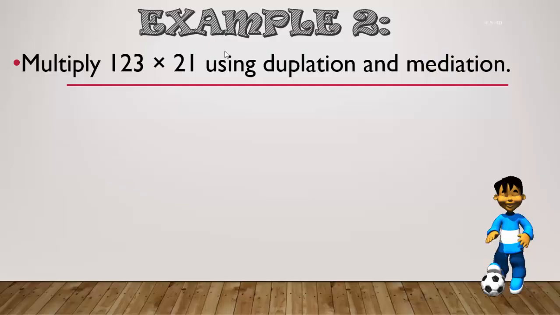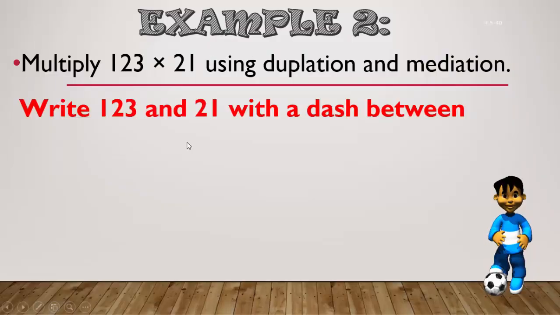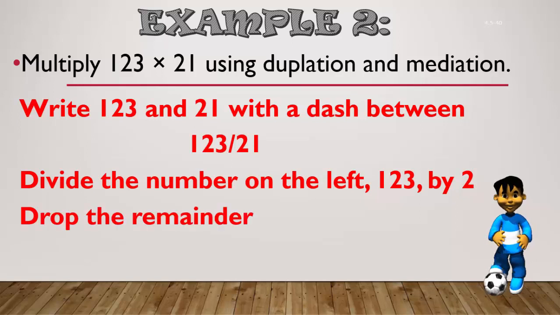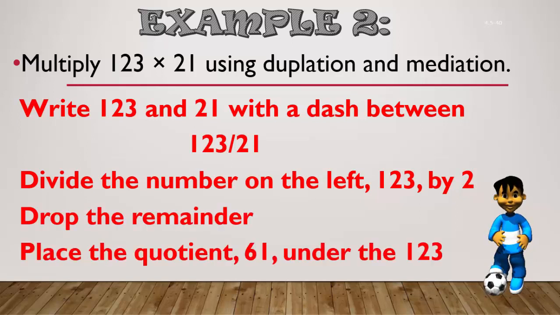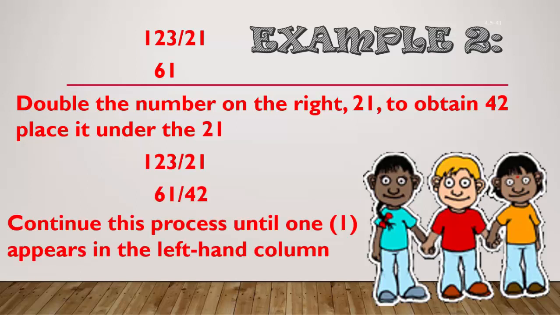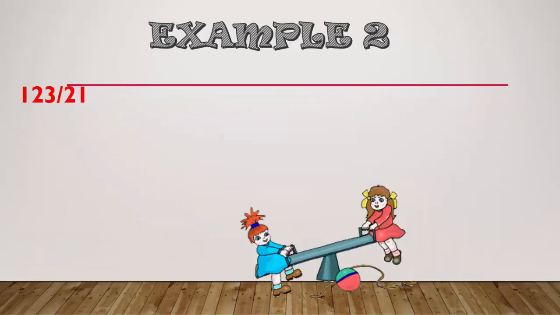In reviewing what we just did on the whiteboard, we write 123 and 21 with a dash between them. Divide the number on the left, 123, by 2. Drop the remainder. Place the quotient 61 under the 123. Double the number on the right, 21, to obtain 42. Place it under the 21. Continue the process until 1 appears in the left-hand column.